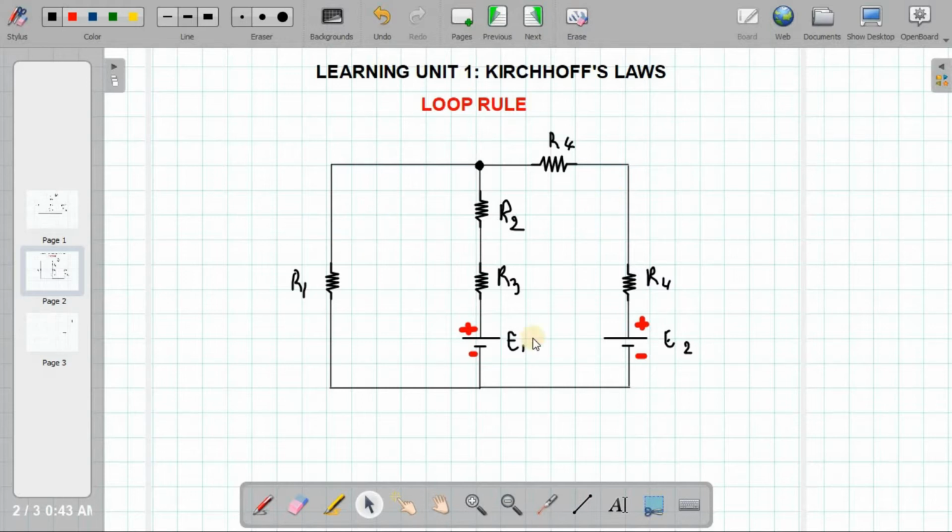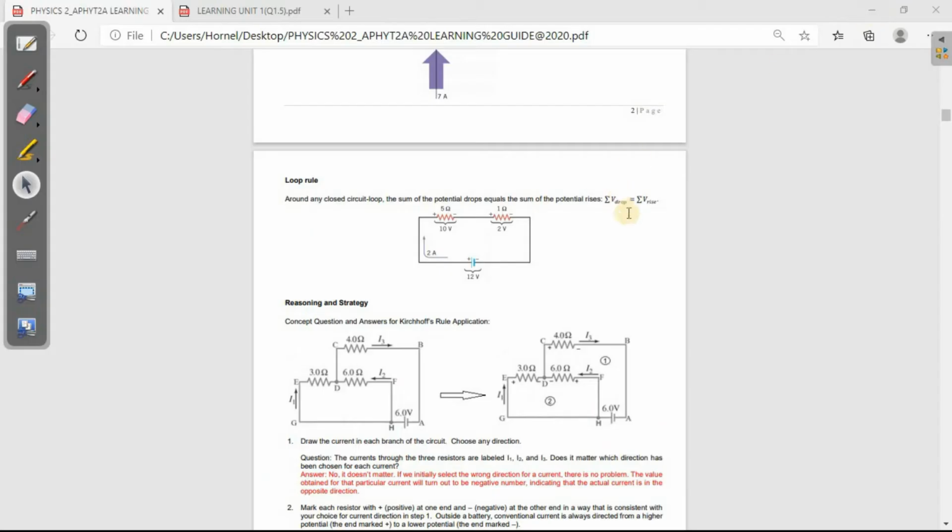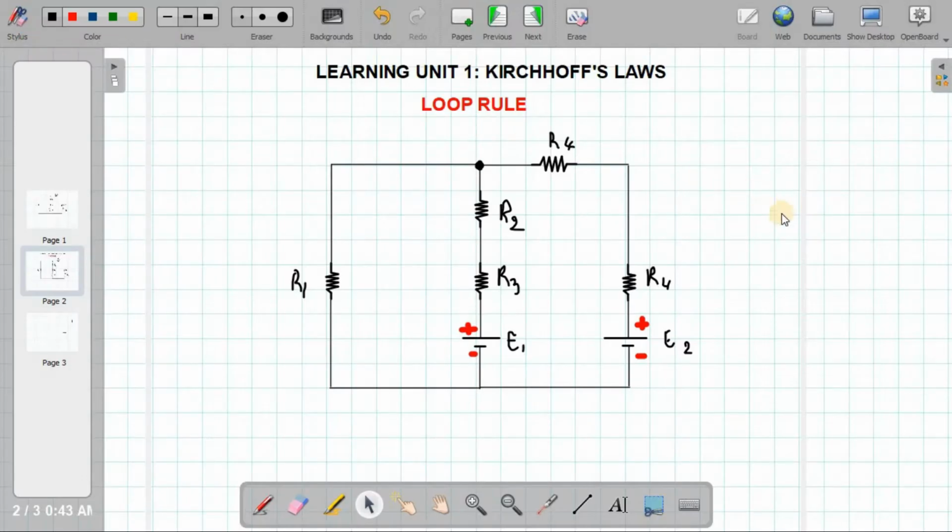So the loop rule is very simple, like the junction rule. In the learner guide, they say the sum of voltage drops is equal to the sum of voltage rises, which is correct. But sometimes people complicate that, so I'm going to show you a simple way, so you don't get stressed about that sum. It is the same thing, but explained in a different way.